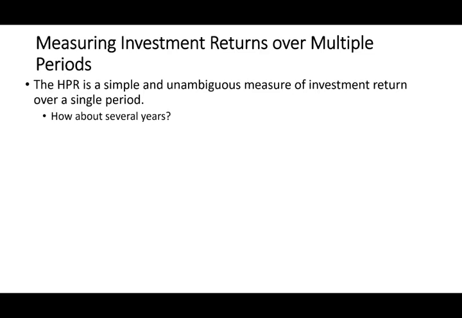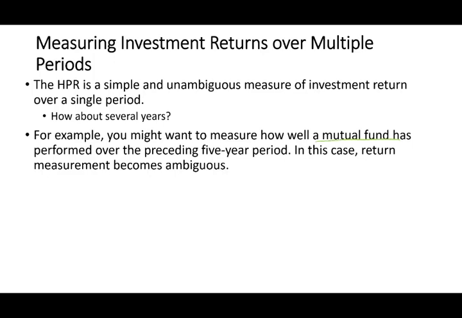So you might want to measure how well a mutual fund has performed over the preceding 5 years. In this case, you might have more than one measurement. It becomes a little bit more ambiguous, and this is what we need to illustrate. We're going to look at an example to illustrate how we compute this.